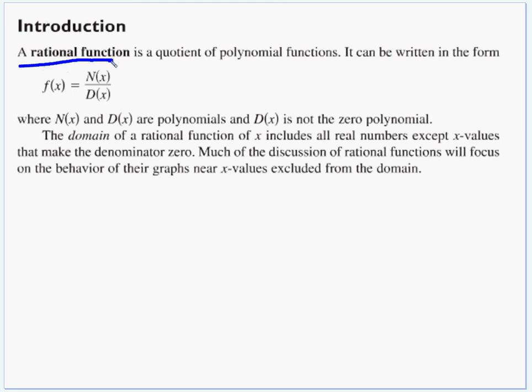All right, let's read the introduction. A rational function is a quotient of polynomial functions. So a rational function looks like a fraction. It's got one polynomial in the numerator and one polynomial in the denominator. We can write it in this form, where n of x and d of x are polynomials. D of x is not going to equal 0. The domain of this rational function of x includes all real numbers except the x values that make the denominator 0. Much of the discussion of rational functions will focus on the behavior of their graphs near the x values that we exclude from the domain.